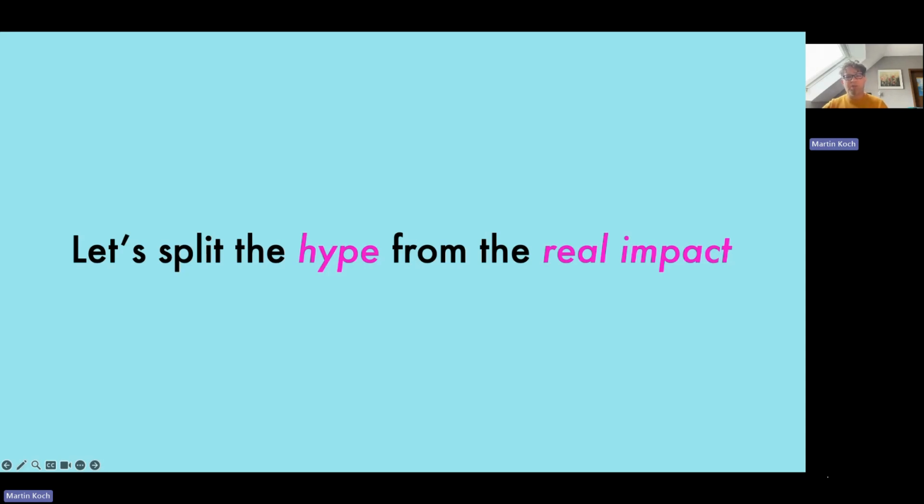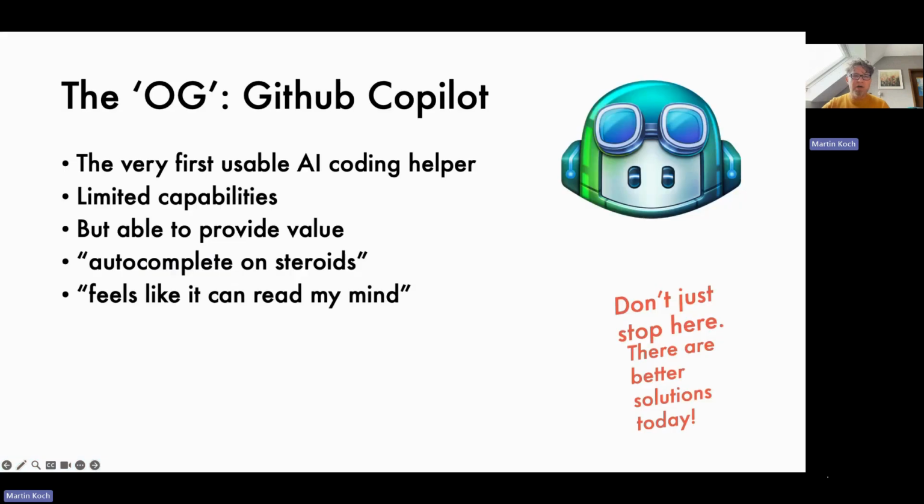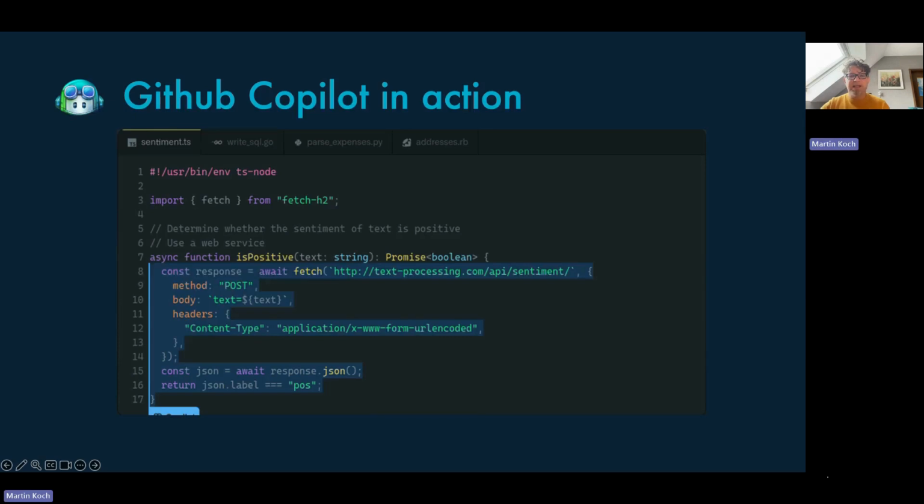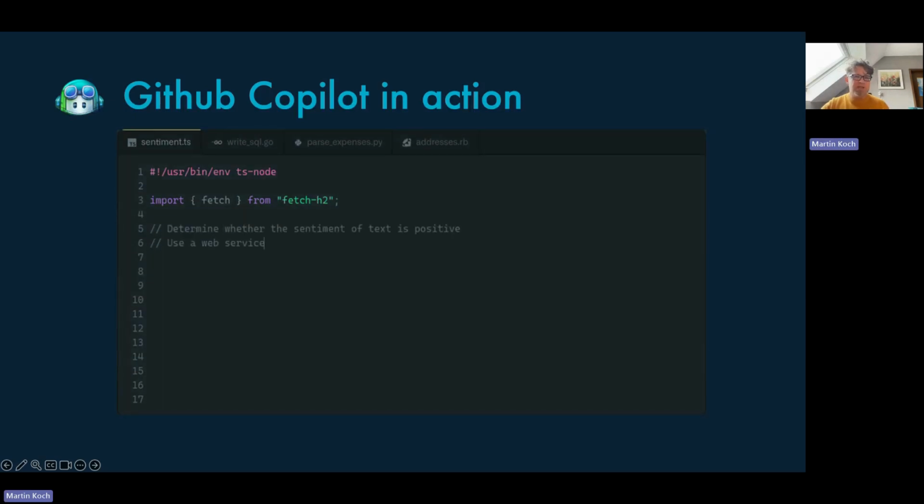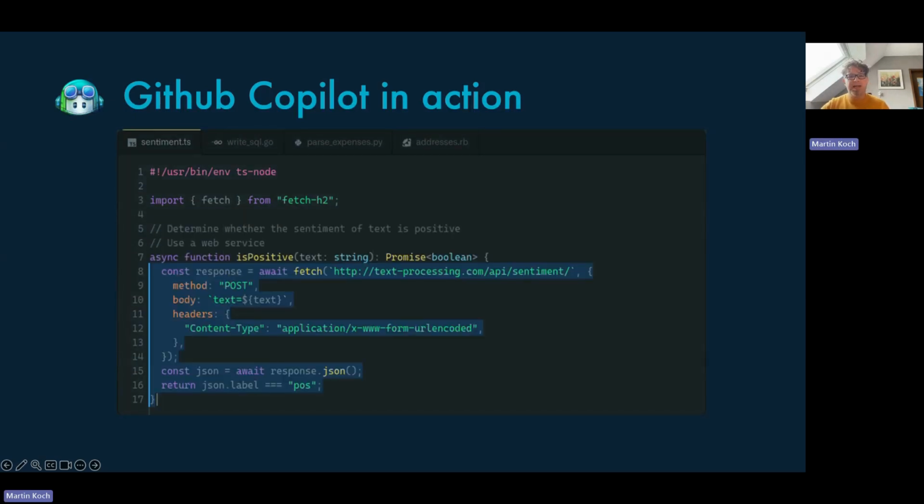And let's quickly go back to the original gangster here, which was GitHub Copilot. It's one of the first on the scene that was actually usable. It has limited capabilities, but it does provide value, I would say. And I think it's really best described like an autocomplete on steroids. And if it works right, you can quote, it feels like it can read my mind. And this is the Copilot in action.